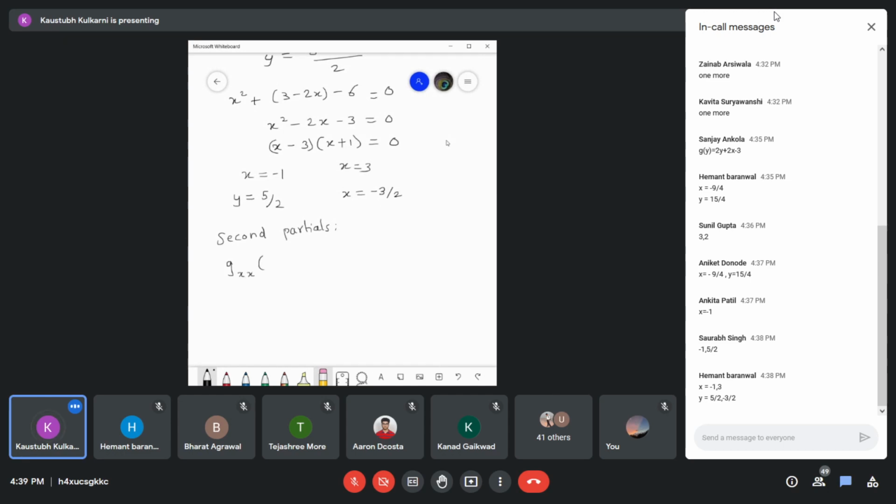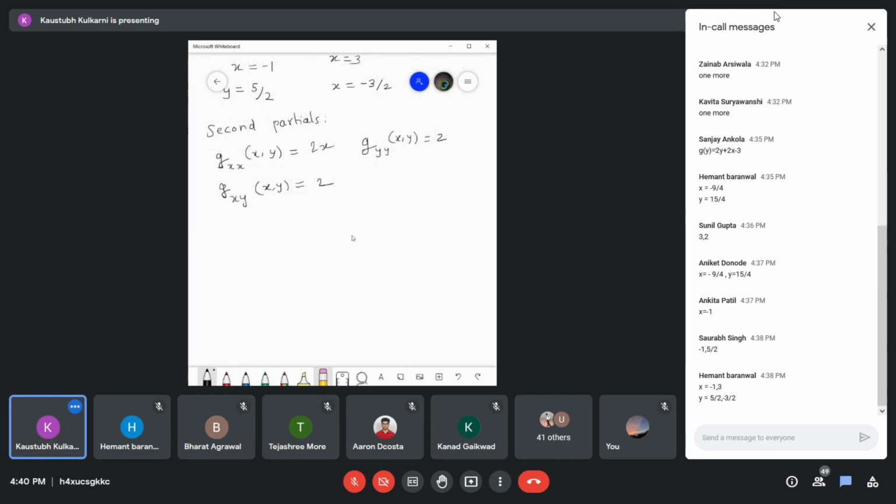So g of xx in general is 2x, g of yy is 2, and g of xy is 2 as well.